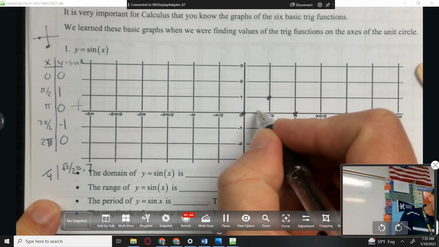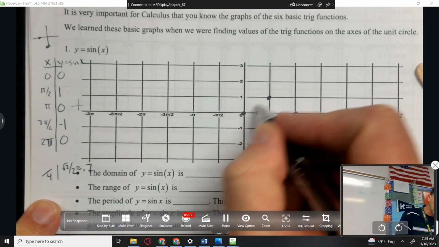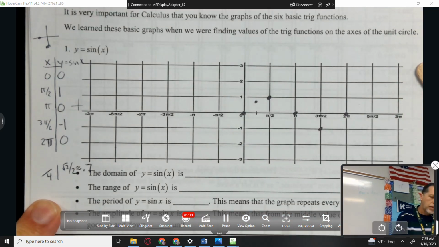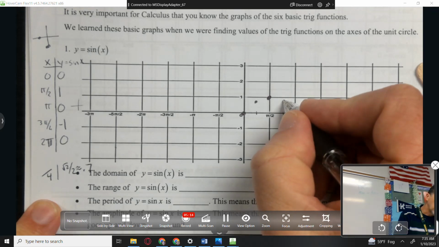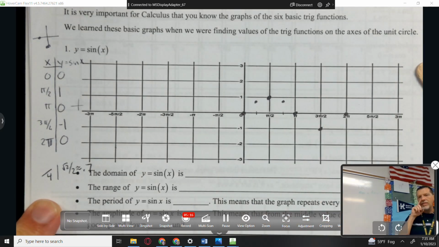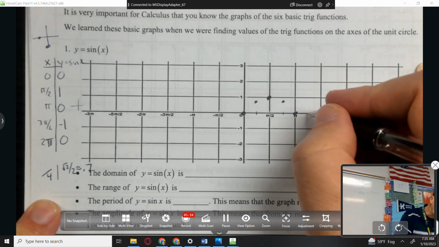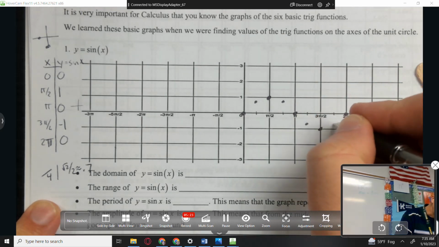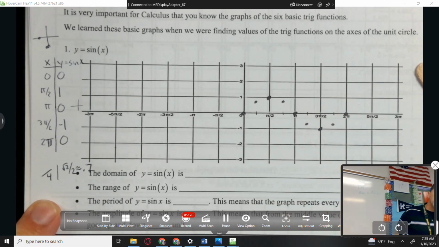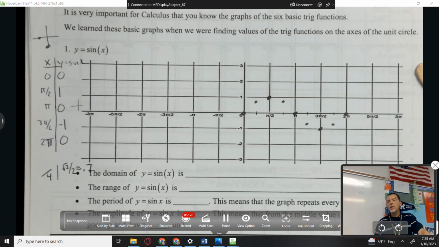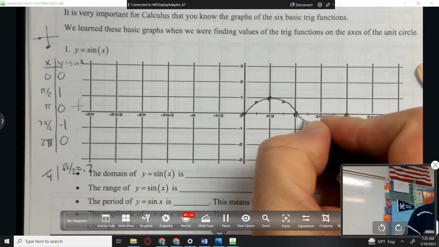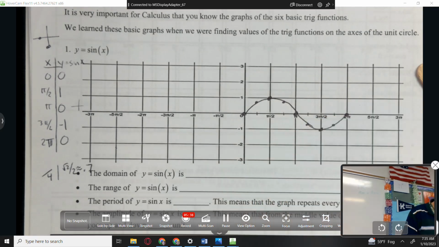So pi over 4, comma, is not halfway, so it doesn't make a triangle. It's a little bit more than halfway. And same thing with 3 pi over 4. The y value is 0.7. And then the same thing for 5 pi over 4, it would be negative 0.7. 7 pi over 4, negative 0.7. Now we get a little bit better feel for what this graph looks like. It's not jagged. It's nice and smooth like that.